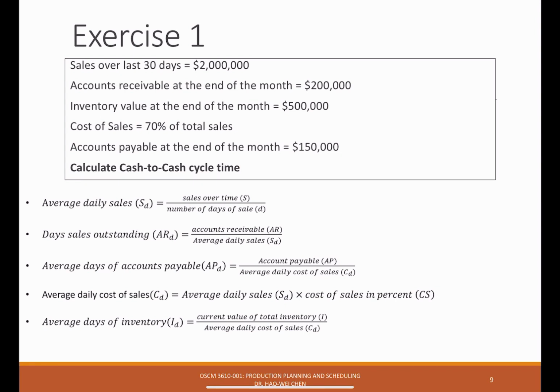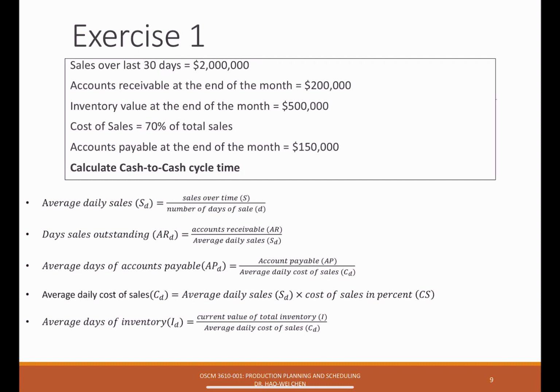So let's take a look at an example to see if we can solve the problem. Suppose that the sales over the last 30 days were 2 million. The accounts receivable at the end of the month is 200,000. The inventory value at the end of the month is 500,000. Cost of sale is 70%. Accounts payable at the end of the month is 150,000. We want to calculate the cash-to-cash cycle time.